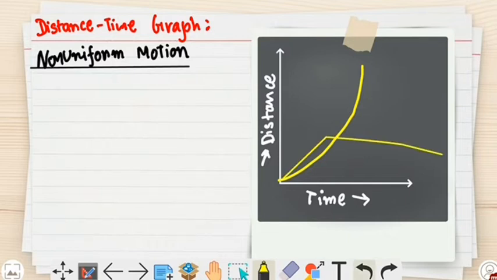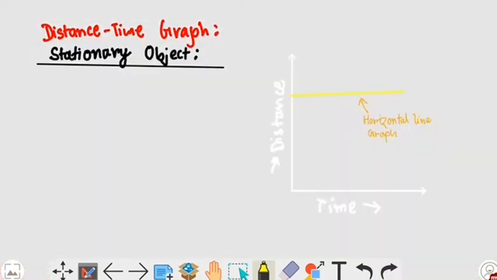So it is also not a straight line. So we can see that if the graph is not a straight line, the motion is non-uniform motion.